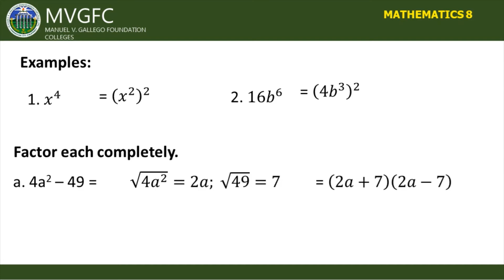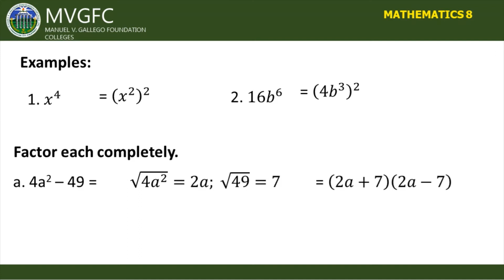Letter A: we have 4a squared minus 49. Once again, the first condition is for you to know if the two terms are both squares. The square root of 4a squared: the square root of 4 is simply 2, while the square root of a squared is simply a, because a times a is equal to a squared. Now, the square root of 49 is 7 because 7 times 7 is equal to 49.